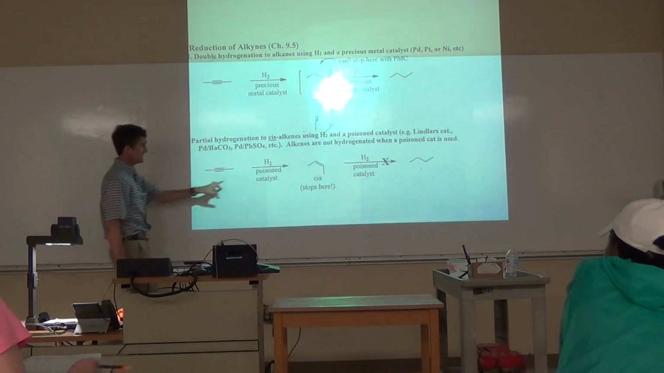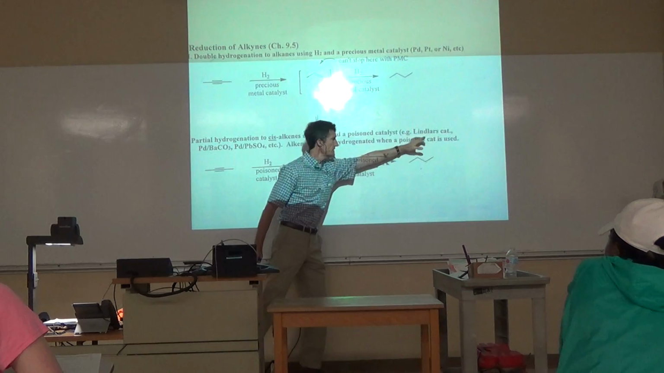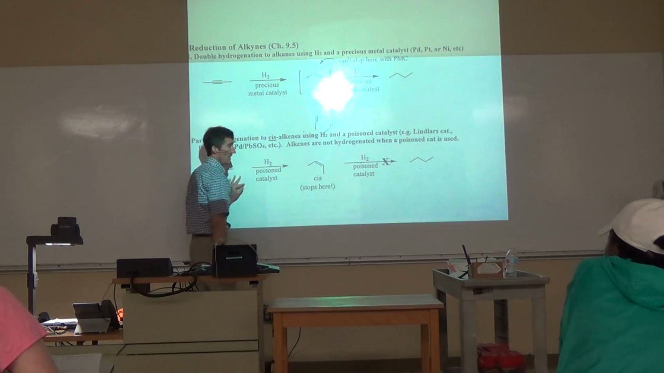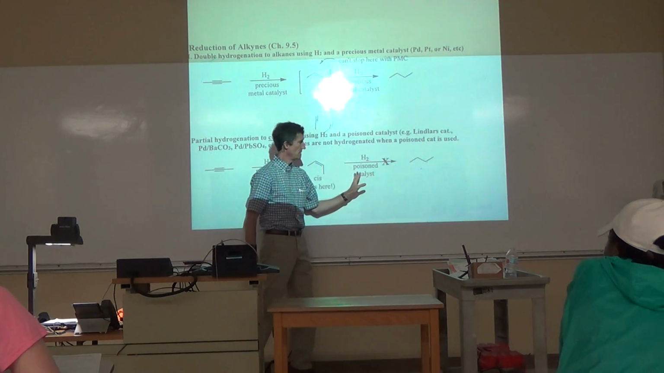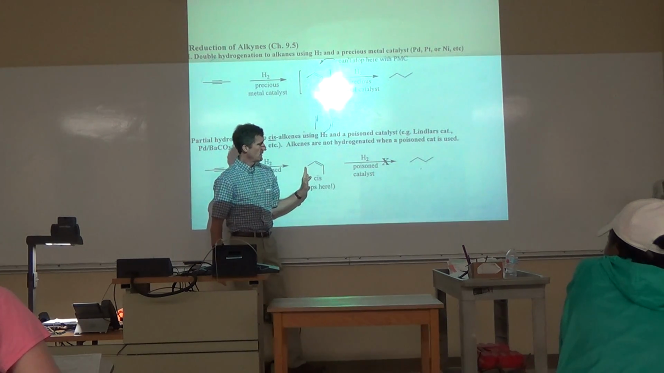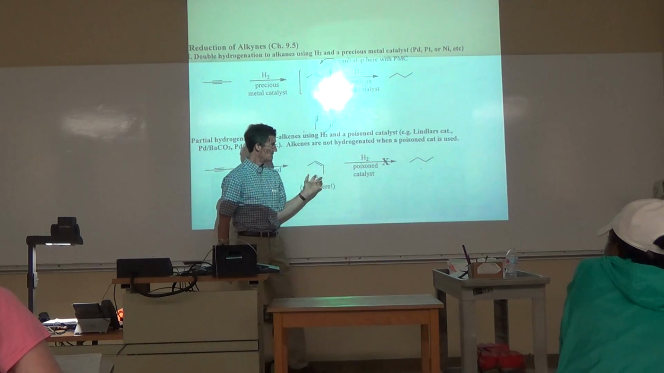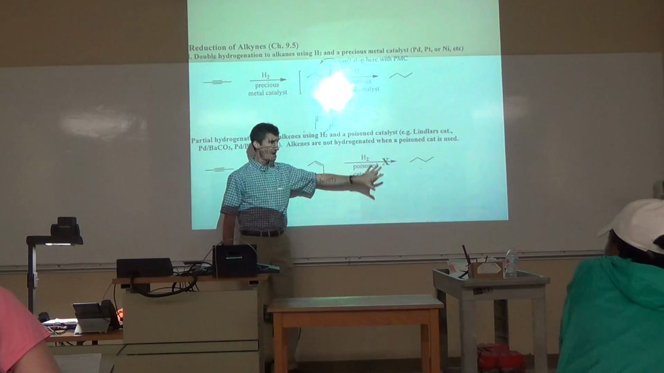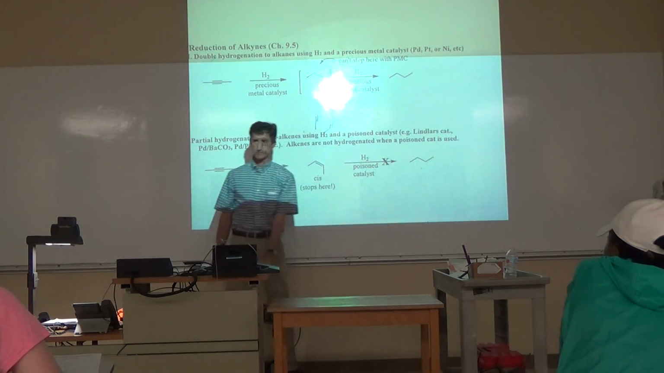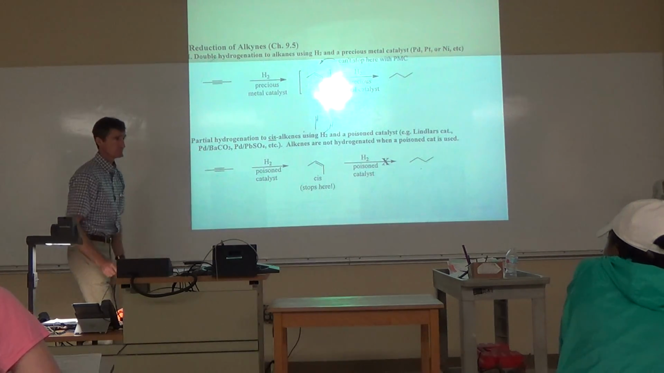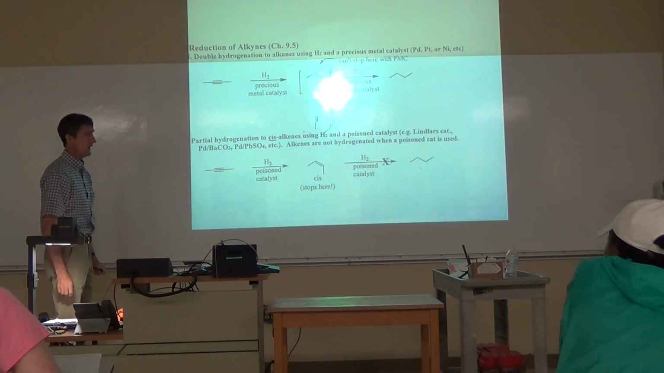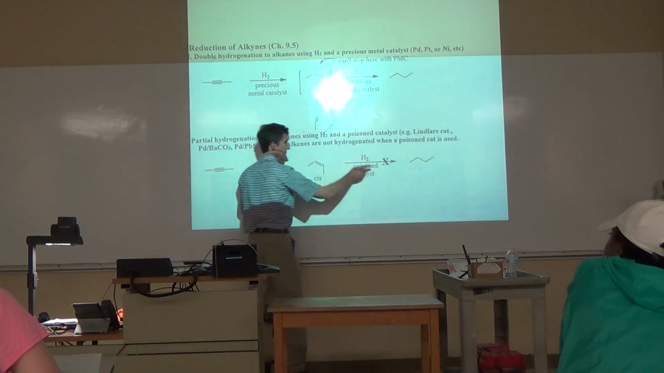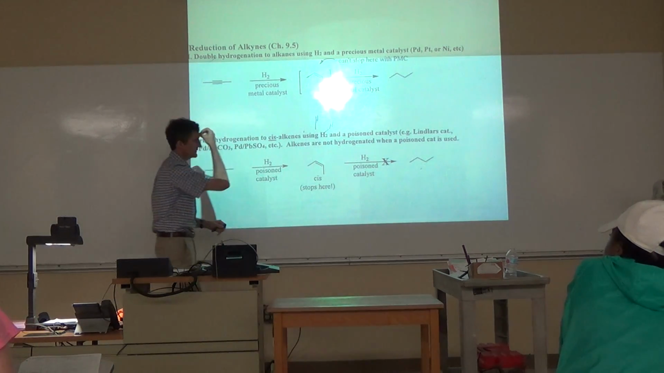Some type of poison catalyst, you may see it shown as Lindlar's catalyst. Whenever you see that, that means you can stop here, and it actually will not continue. Typically will not. So if you're using a poison catalyst, that won't work. You have to use a non-poison catalyst to get it to go there. Alkenes cannot be reduced to the alkane if you use a poison catalyst. You have to use a regular catalyst.